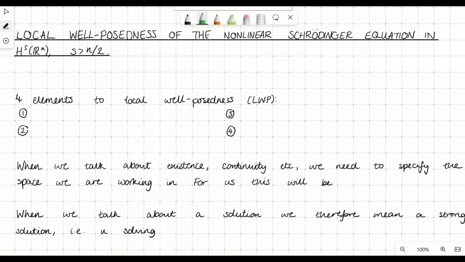Here we're going to be discussing the local well-posedness of the nonlinear Schrodinger equation in H^s when s is larger than half the dimension. So first things first, what is the nonlinear Schrodinger equation? Well, this is the equation i ∂_t u + Δu = u|u|^{p-1} with initial data at time 0 given by u_0, which is a function in H^s(R^n).